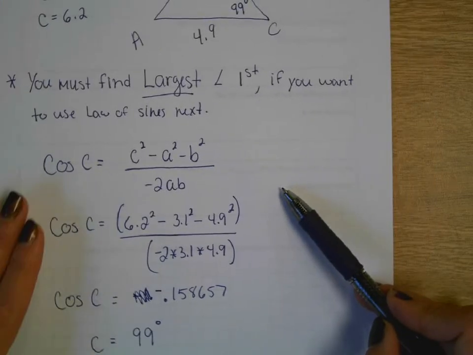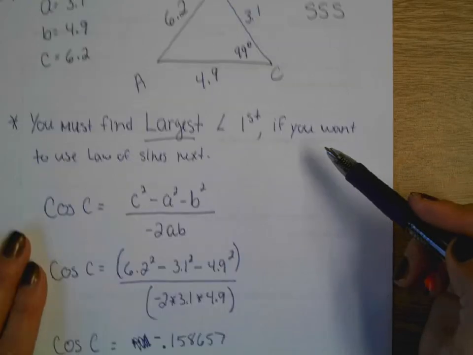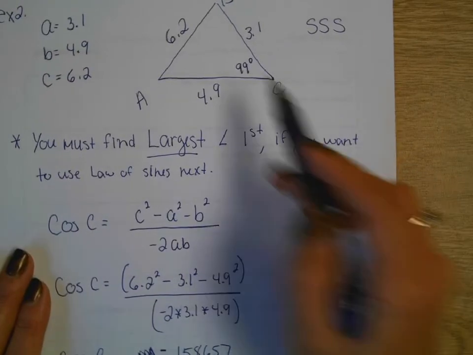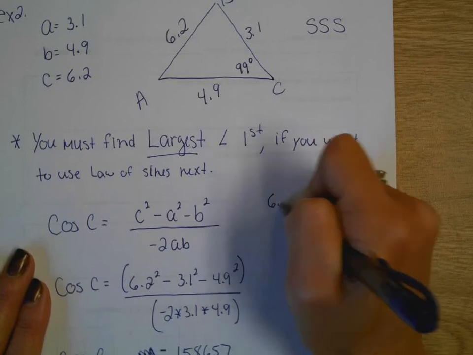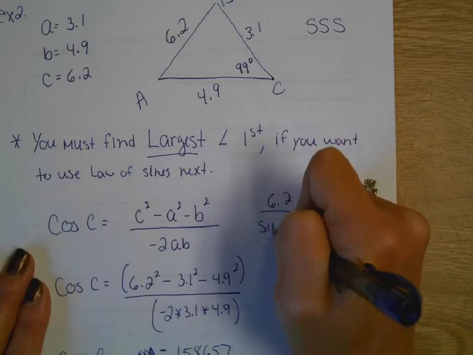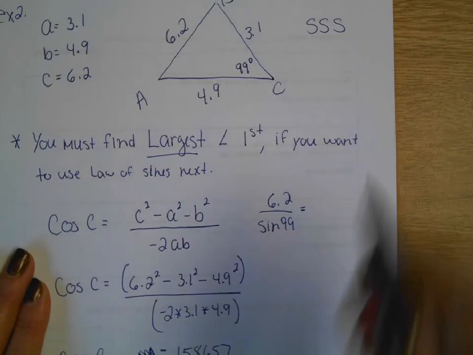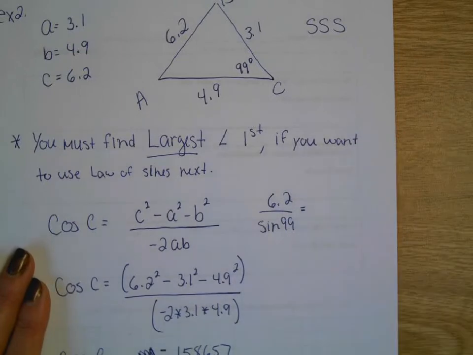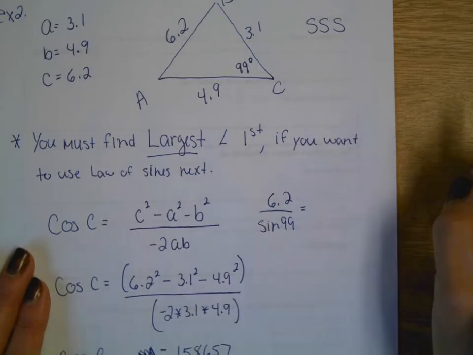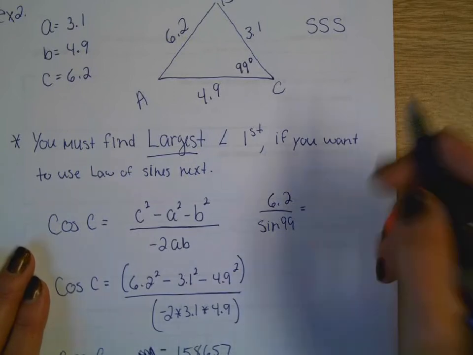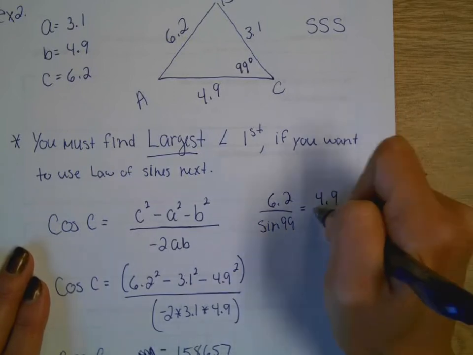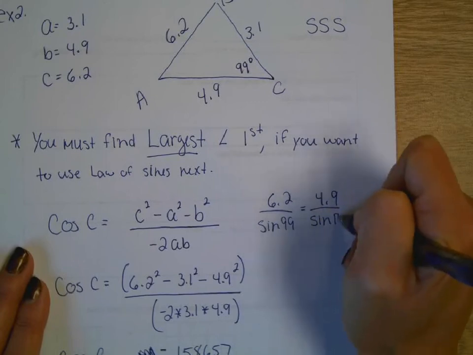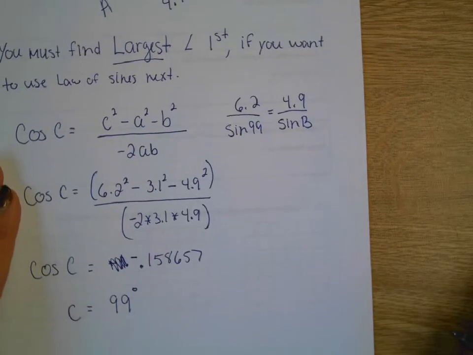So the law of sines says I can set up what? 6.2 over sine of 99 equals 4.9 over sine of B. And it doesn't matter which angle I find now. I know they're both going to be acute, which is what the inverse sine always gives me. So it doesn't matter which one I find next. And then it's cross products and inverse sine.